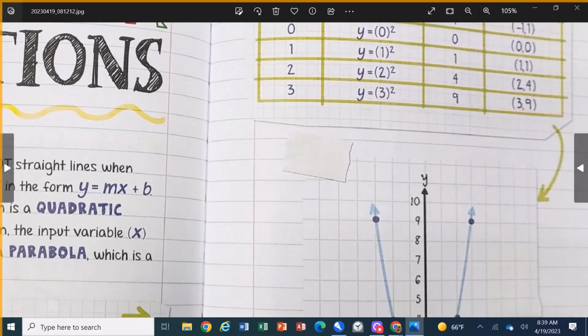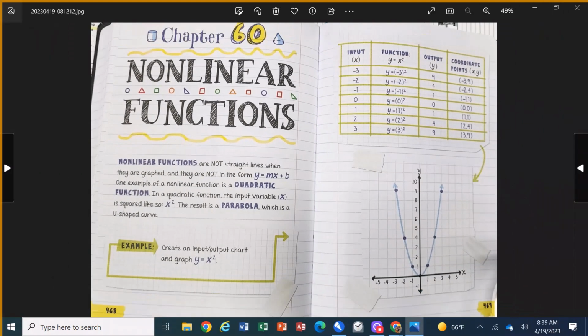So they take these points and they graph them. Okay? -3, 9 is right here. Okay? -2, 4 is right there. -1, 1, and then 0, 0, and then +1, 1, +2, 4, +3, 9. So it loops and comes back around. That's why it's a parabola. All right, so parabola is a U shape, and it goes with quadratic functions.